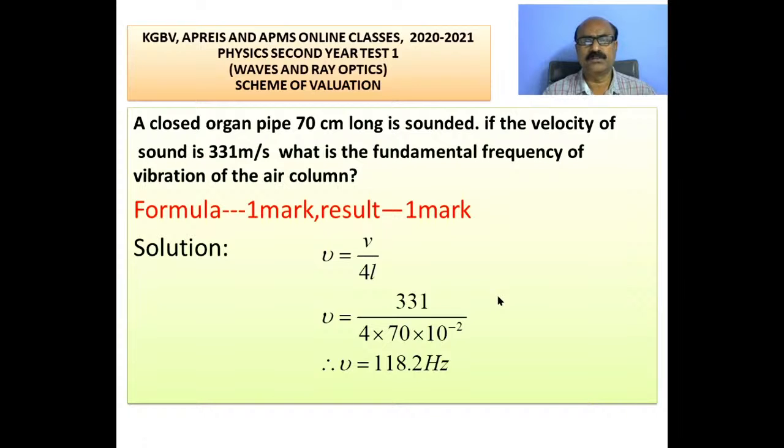So better you convert the units into the SI system. So ν is equal to 331 by 4 into 70 into 10 power minus 2. So finally the frequency is equal to 118.2 Hz. So this is the way in which you have to write down the answers, keeping in view the scheme of valuation. So thank you all.